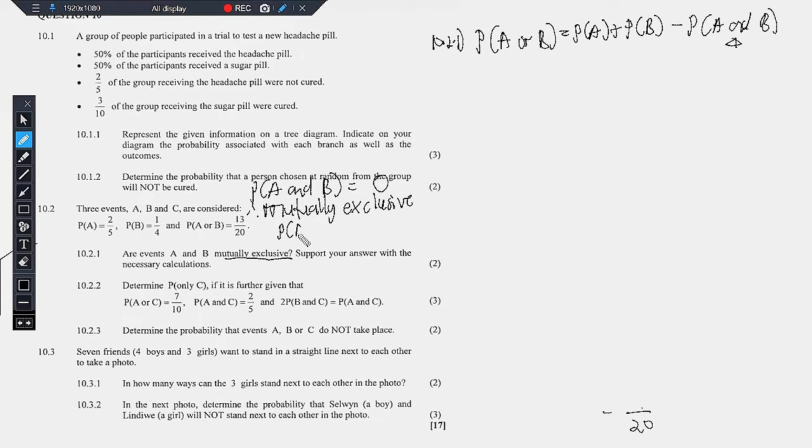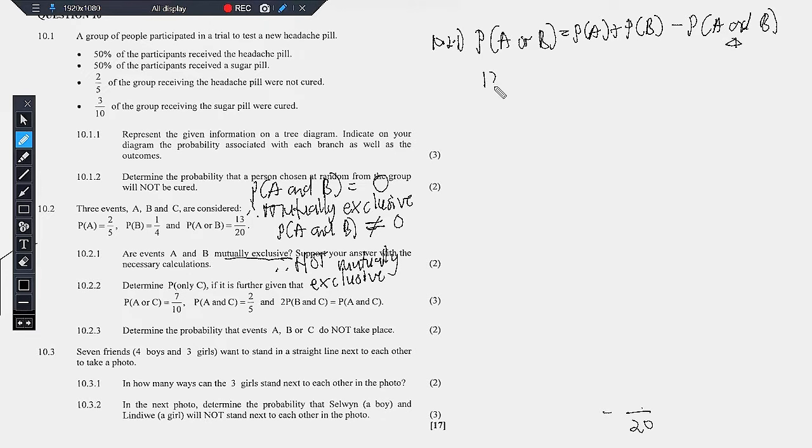But if we calculate the probability of A and B and we find a certain value that is not 0, so we can find 0.5, 0.15, or whatever value, this means that it is not mutually exclusive. Right. So if we don't get 0, it is not mutually exclusive. Okay. So now having that, we can just substitute in here and try to calculate.